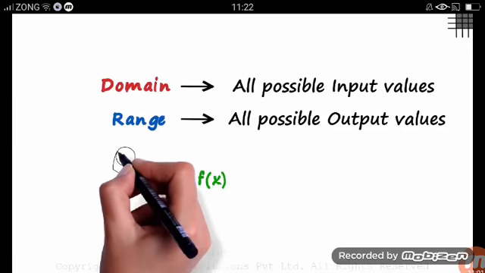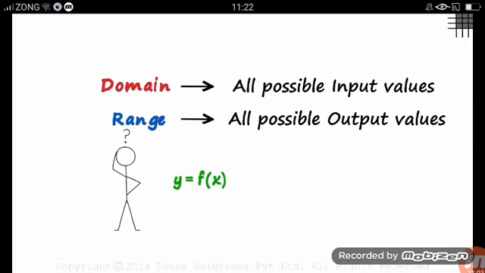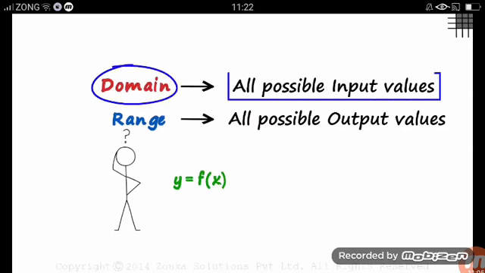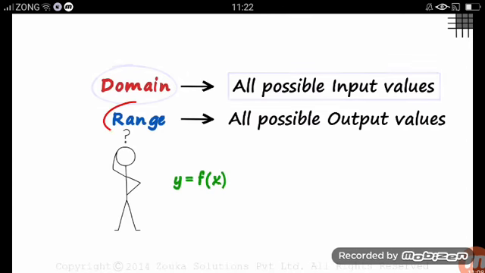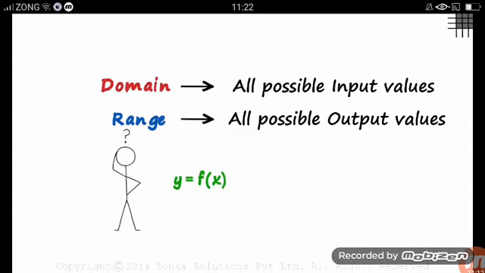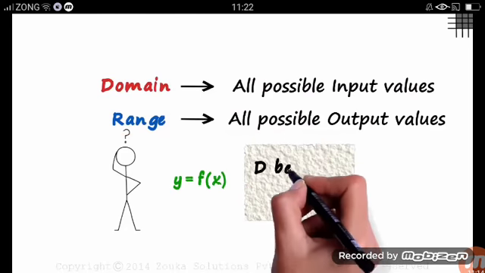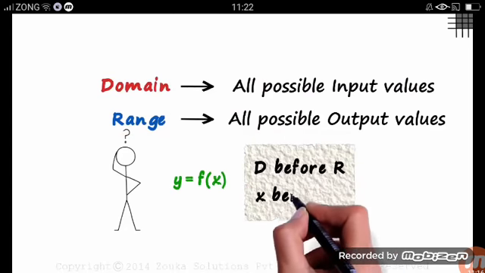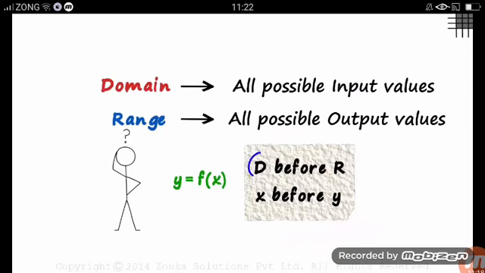Is there any good way to remember this? How do we remember that the domain is all possible input values and the range is all possible output values? Maybe something like: d comes before r, and x comes before y. Domain is x and the range is y.